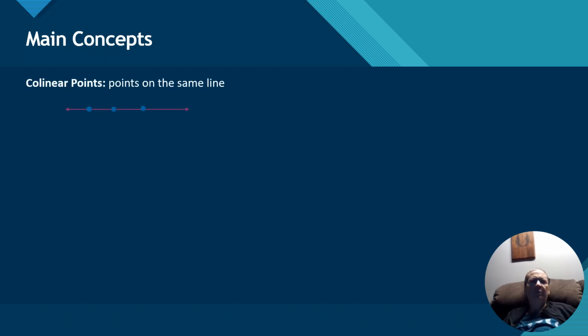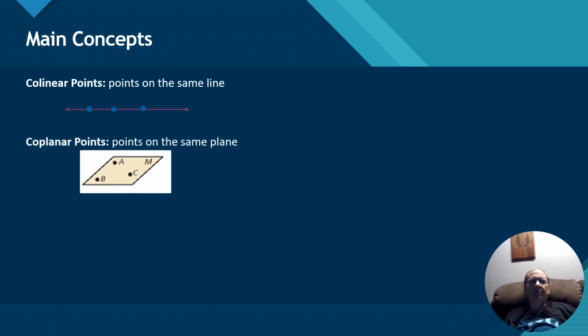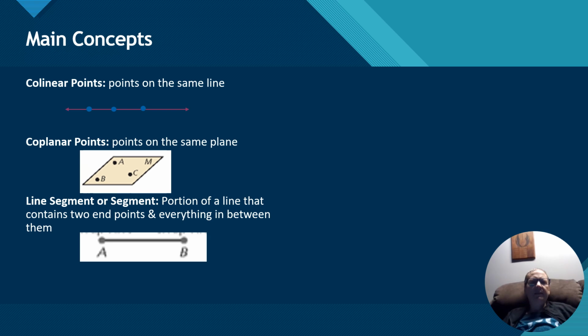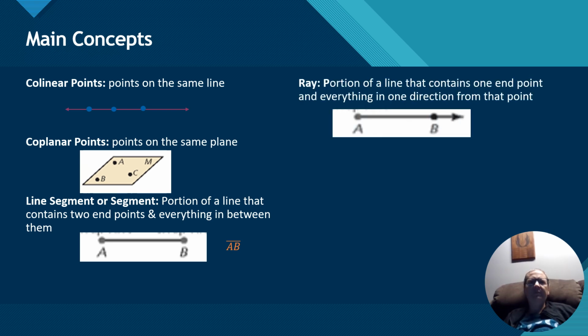Collinear points are just points that are on the same line, so these 3 little blue points would all be collinear. Coplanar points would be points on the same plane, so A, C, and B were all on the same plane. A line segment is a portion of a line that contains 2 endpoints and everything in between them. We designate a line segment by its letters and just a little line above it. We don't put dots on the ends or anything like that, just a little line with no arrows. That's how you designate a line segment.